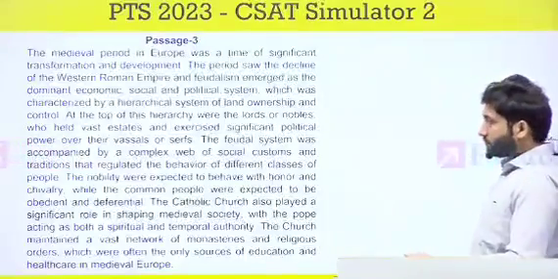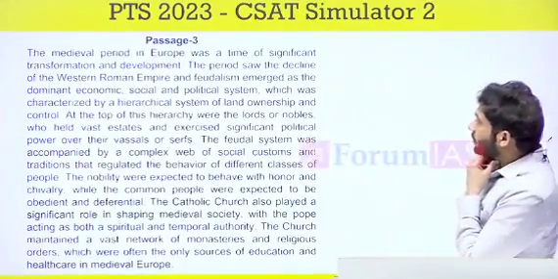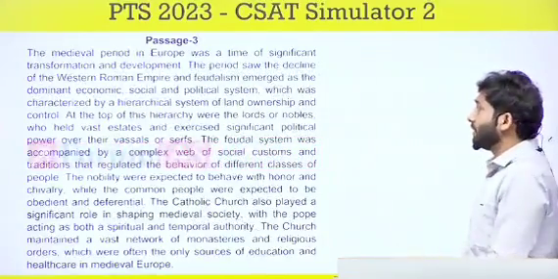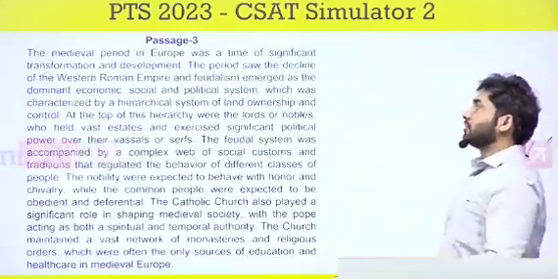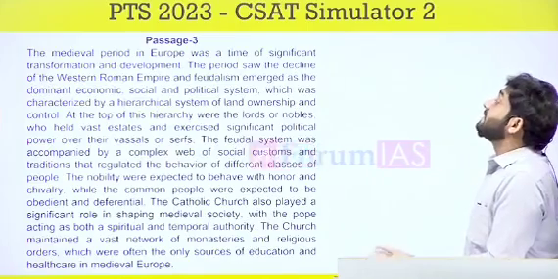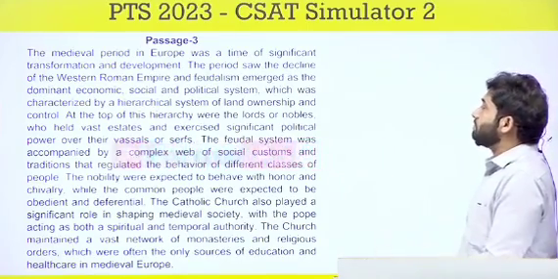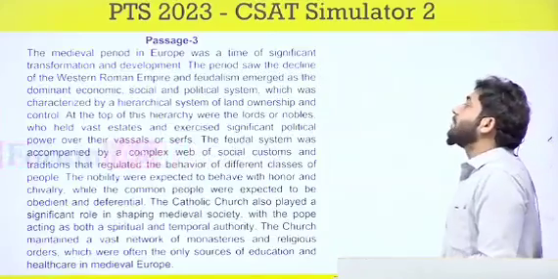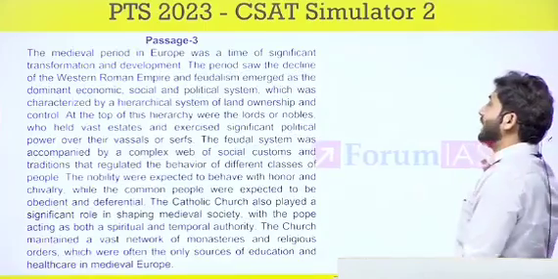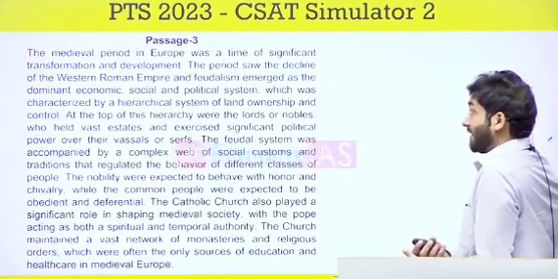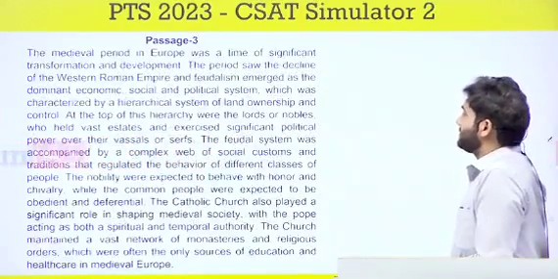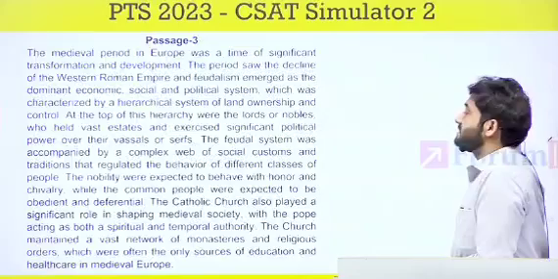Now, next passage. The medieval period in Europe was a time of significant transformation and development. So this passage talks about the medieval period, and its being very significant transformation and development. Let's look further at what the passage says. The period saw the decline of the Western Roman Empire, and feudalism emerged as the dominant economic, social and political system, which was characterized by a hierarchical system of land ownership and control. At the top of this hierarchy were the lords or nobles, who held vast estates and exercised significant political power over their vassals and serfs.